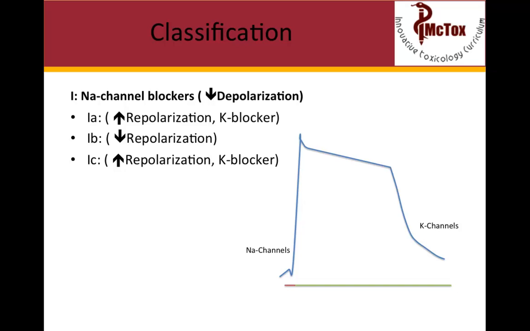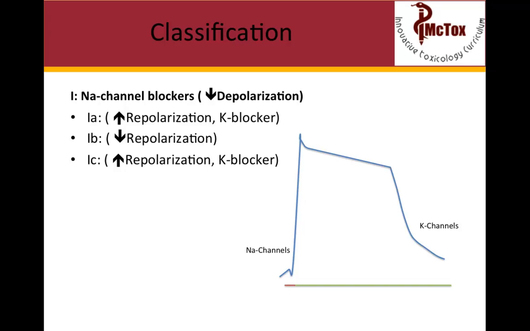Starting with the first class. As mentioned before, Class 1 anti-dysrhythmic drugs block sodium channels, and as a result, all of the Class 1 drugs slow down the depolarization phase. Therefore, Class 1. Further subclassification divides these drugs into 3 categories, A, B, and C, based on their effect on the repolarization phase.